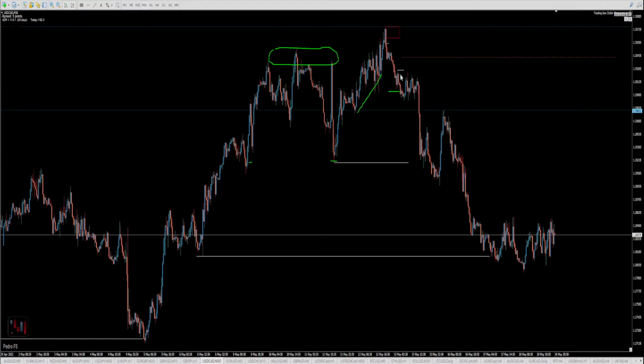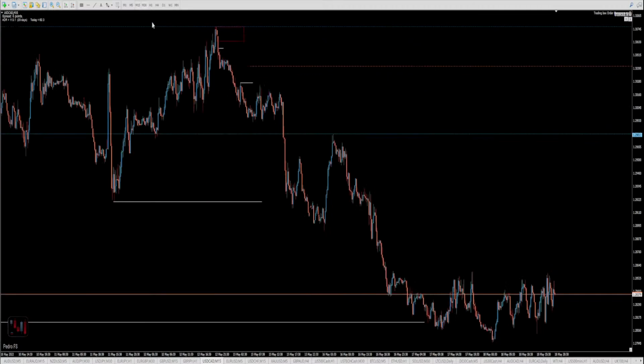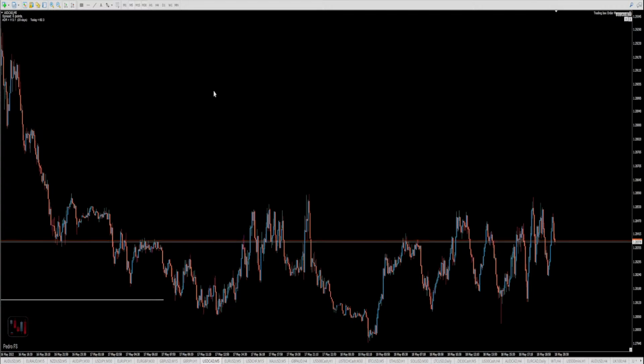And after the break of this, if you haven't managed to go long in here, after the break of this, you can start looking for sales again. And even on the lower time frame, let's go even lower, 15 minutes or even 5 minutes. Let's go to the 5 minutes.